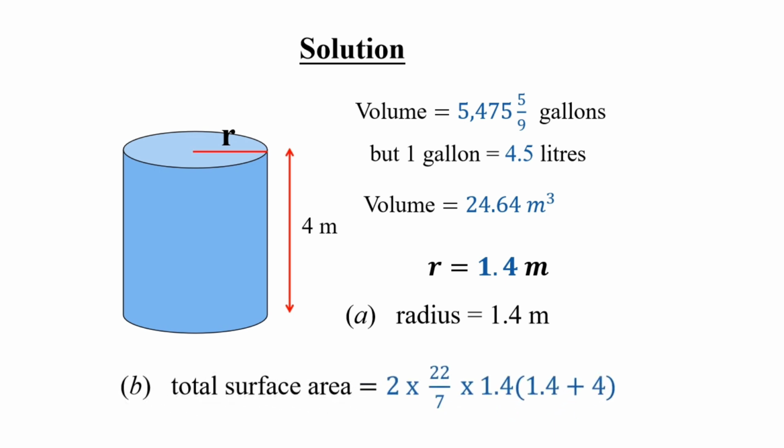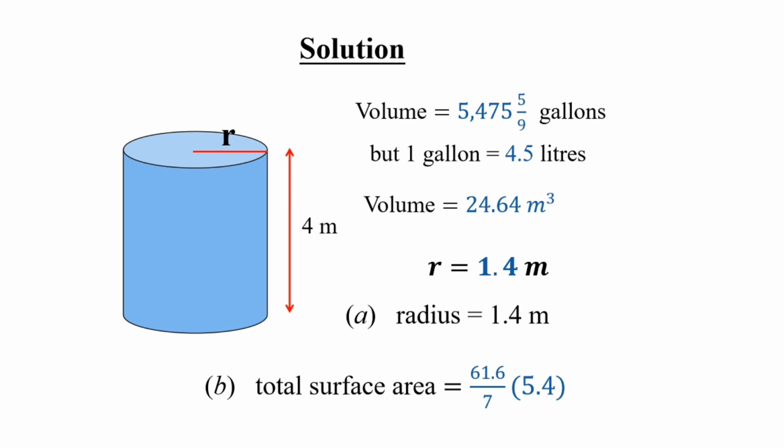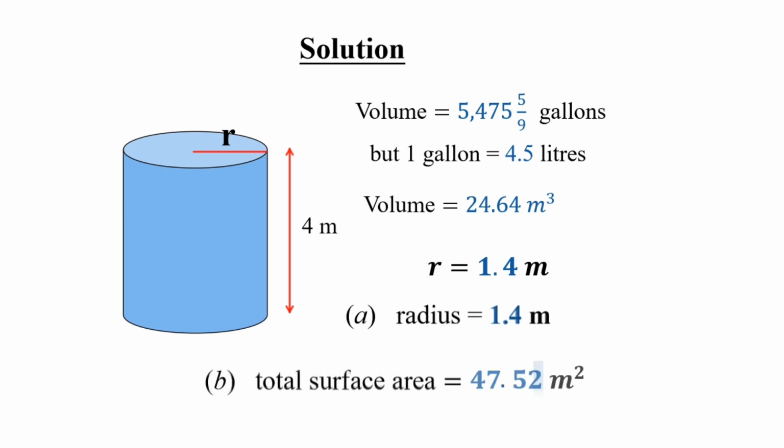So let's do the simplification, and if we do the simplification, then we are going to have 61.6 on 7 multiplying 5.4, and that is going to give us 47.52 meters squared. That is area, because area deals with square, and volume deals with cube. All right, so that is our answer.